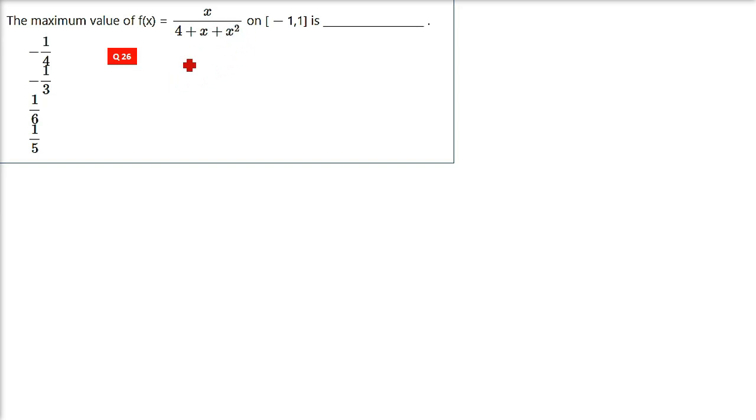The maximum value of f(x) equals this one on minus 1 and 1. And this question we have already covered up. If you remember, we got plus minus 2 and I told you it is out of the bound of negative 1 and 1. So we need to check for negative 1 and 1 only, because this negative 2 and 2 is out of the bound. It is going away or outside the boundary being provided.